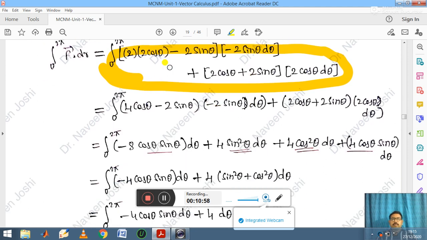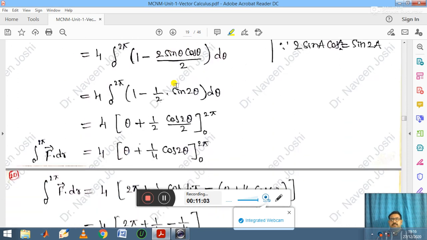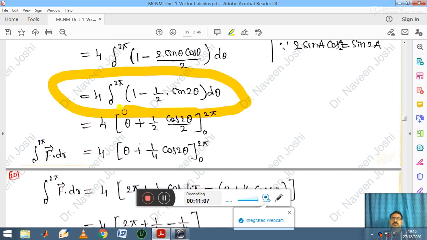So then you combine all the theta terms and simplify it. Okay, so if you simplify, finally you get in simplified format 4 into integral 0 to 2 pi of 1 minus 1 by 2 sin 2 theta d theta. So your x and y are converted into a single variable theta.